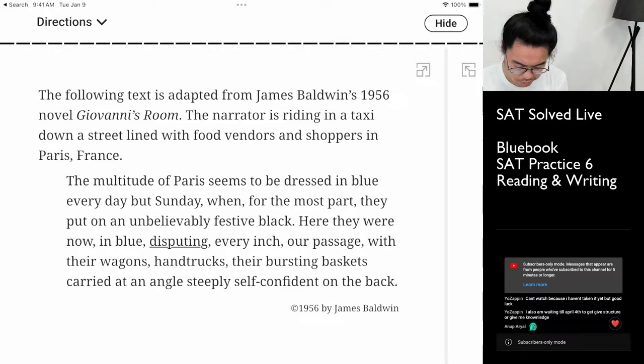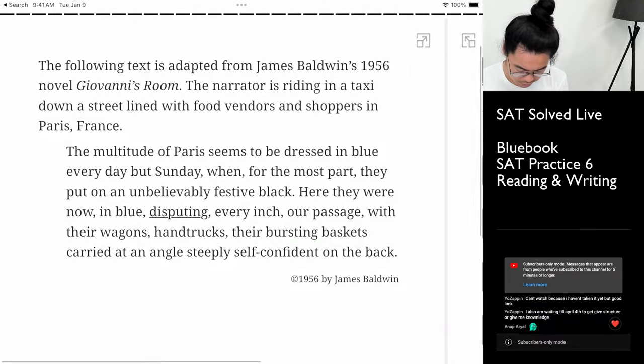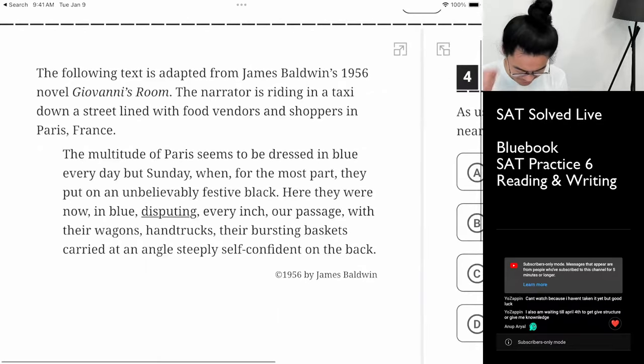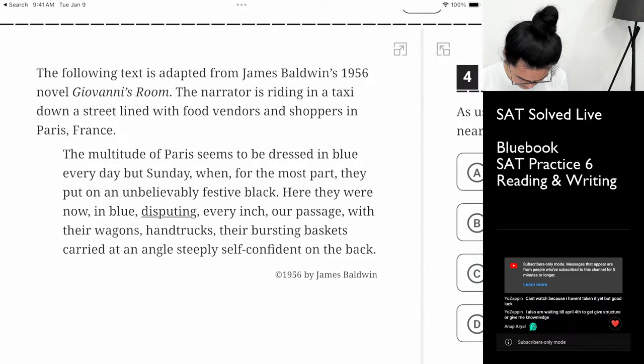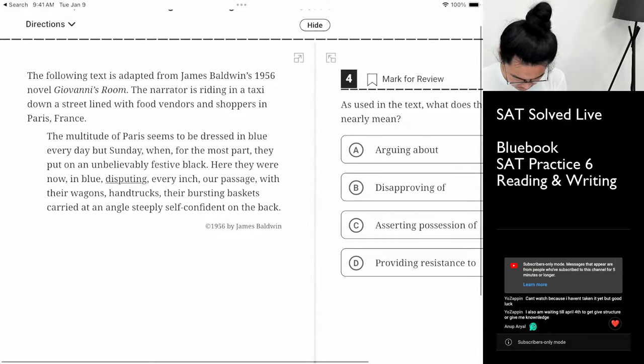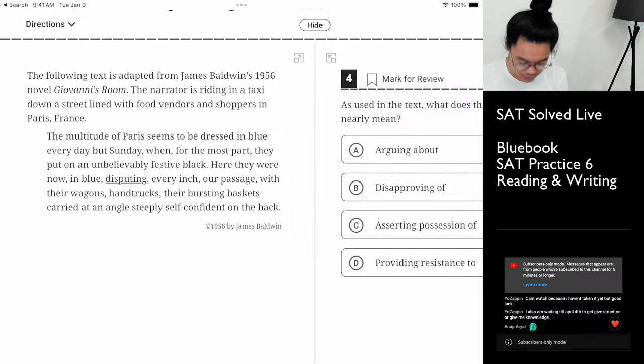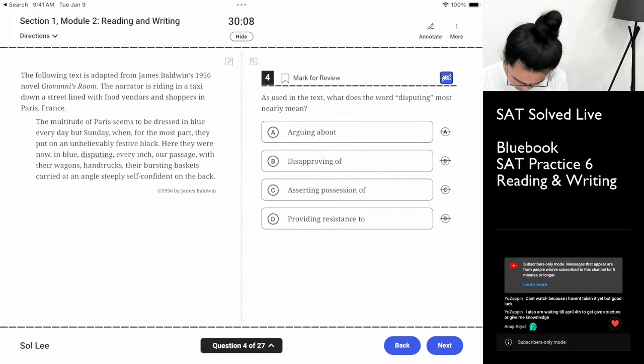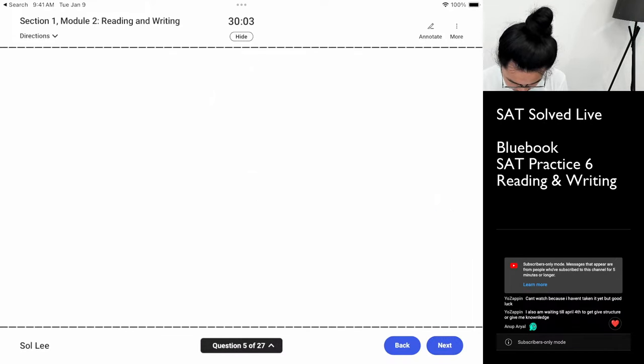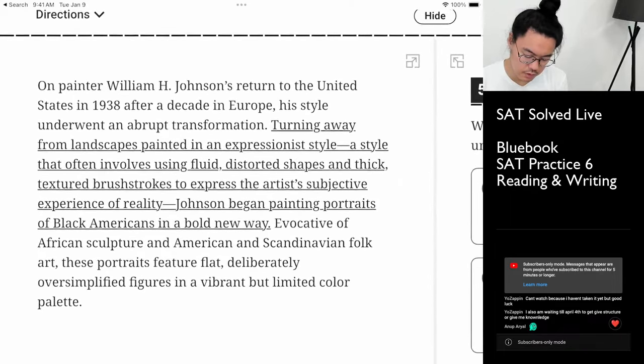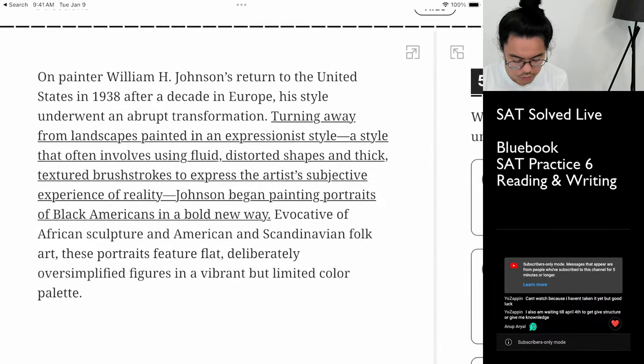The following text is Giovanni's Room, taxi, street, Paris. Dress in blue every day but Sunday, when they're unbelievably festive black, okay, in blue. Disputing every inch our passage. Disputing our passage, as in blocking. Yeah, cool. The hard part there is you have to realize it's saying disputing our passage. You guys just get distracted with commas.